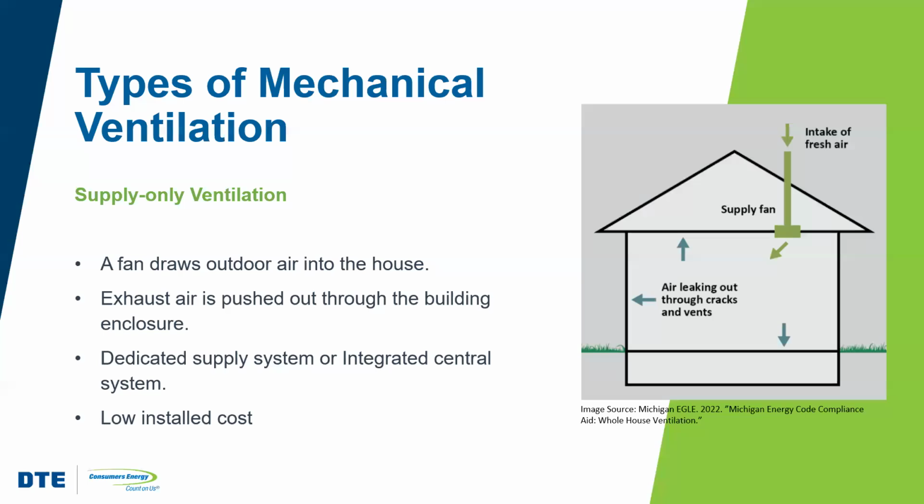The next form of mechanical ventilation is supply only ventilation. Here you are supplying fresh air to the home. This is the opposite of the exhaust only. So you're bringing in fresh air, you're creating a slight positive pressure. And so you're pushing out exhaust air through cracks and crevices in the building envelope.